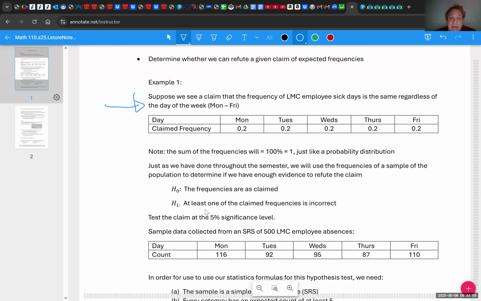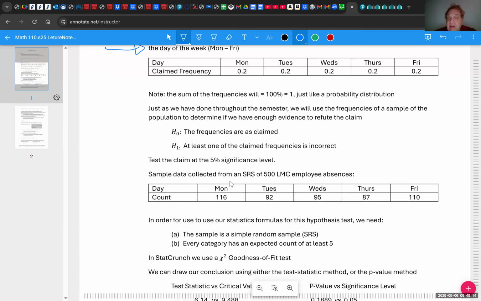And to do that, we need a sample of the data. So I have here a sample of data. I took an SRS of 100 LMC employee absences and recorded the days on which those absences occurred. There are 116 absences that occurred on Monday of the 500 absences that were randomly selected. And the counts here are listed in the table.